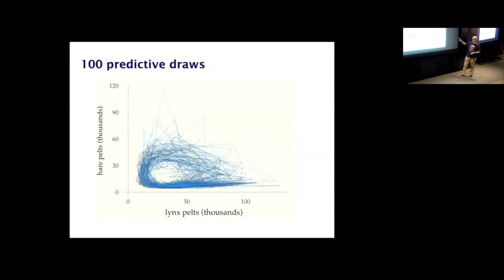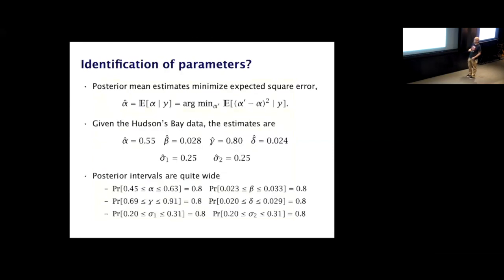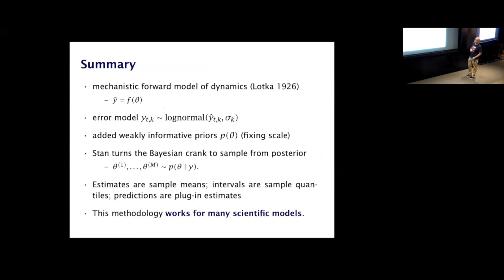This is my posterior predictive inference for what I think the populations are going to do. They don't look smooth because they're measured at yearly intervals. There's a lot of uncertainty as to where this population is going to go from this model, despite having thousands and thousands of pelts that it's based on. I don't think I will go through identification of parameters, which is really important.